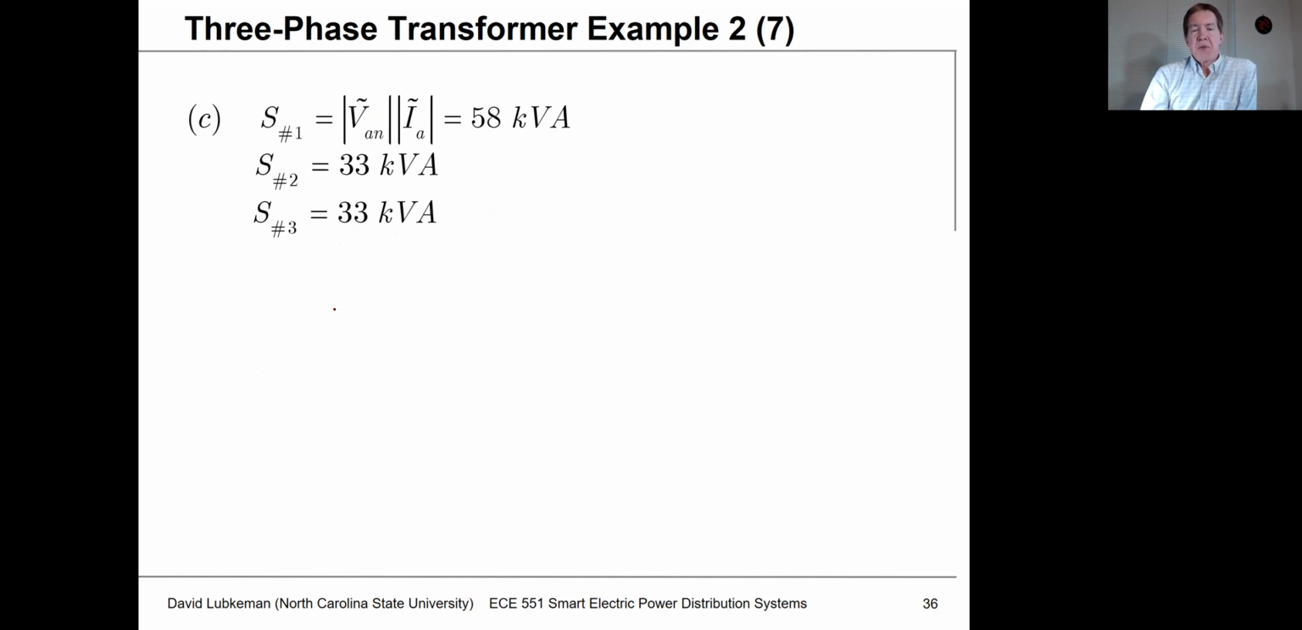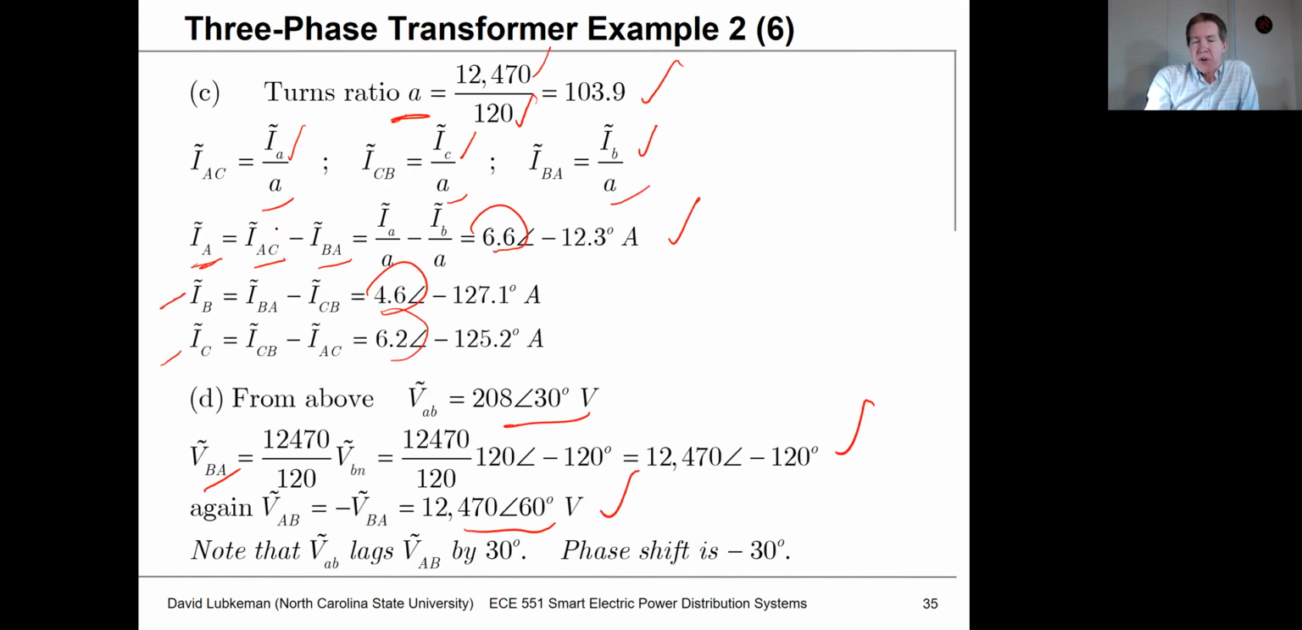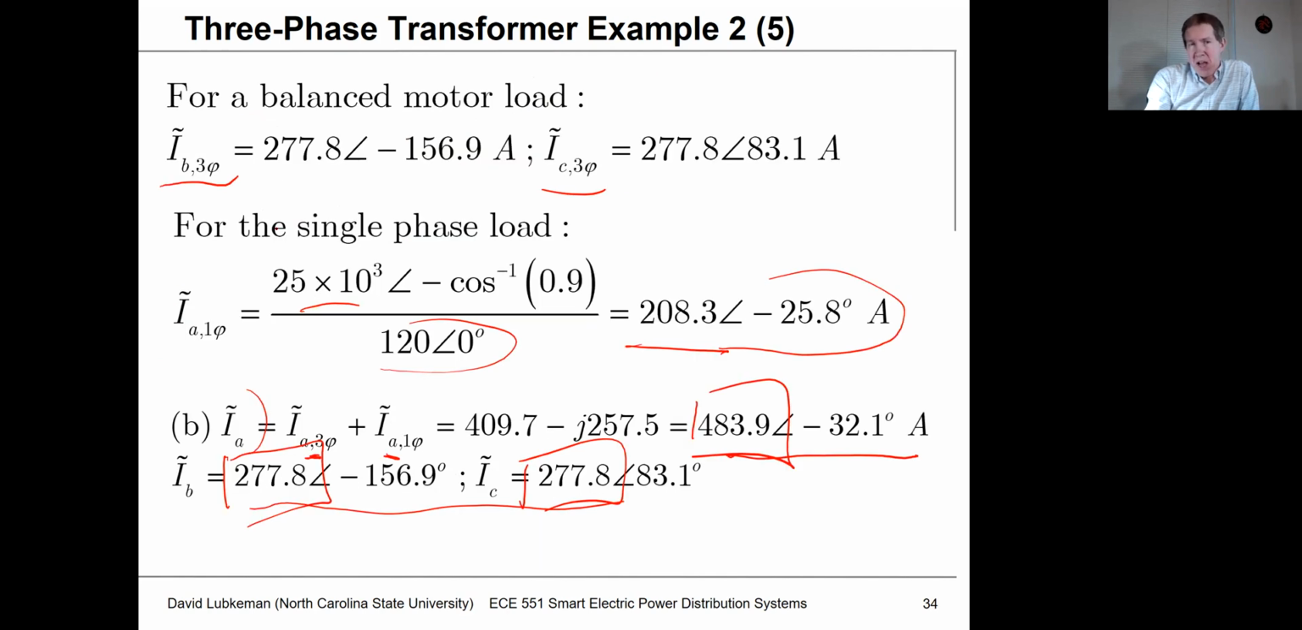Then if you're going to calculate the power on each single phase transformer, you can take voltage times the current. What's kind of interesting is that the first transformer has to carry 58 kVA, where transformers 2 and 3 just have to carry 33. Basically, if you have an imbalanced load, it puts more stress on one or maybe two of the transformers than the third one. They don't all carry the same load. So this shows you the difficulty of going through an imbalanced analysis.